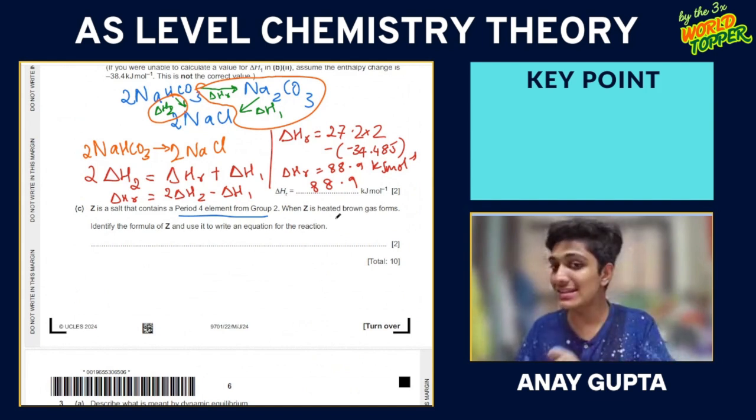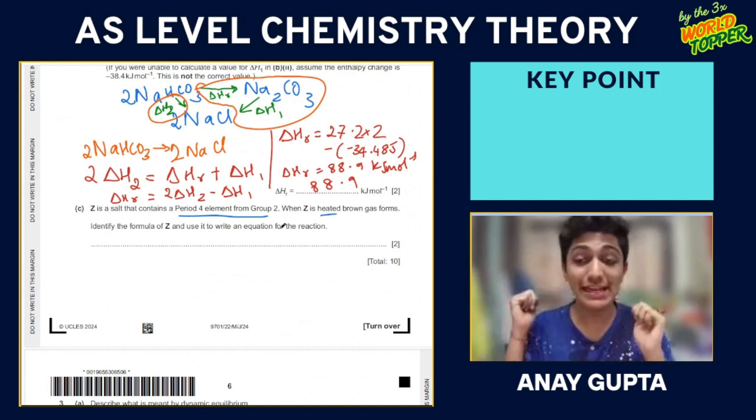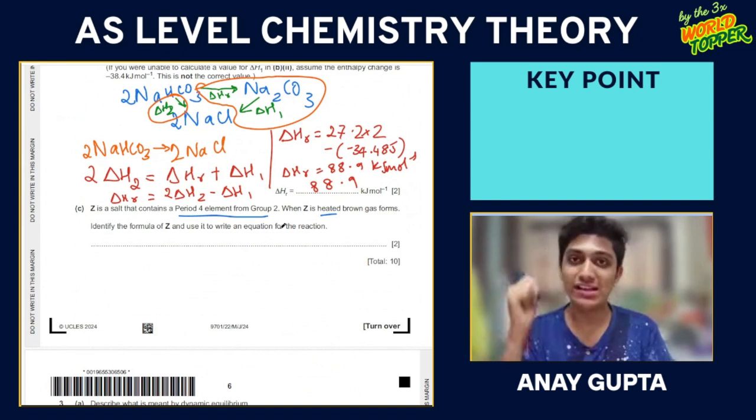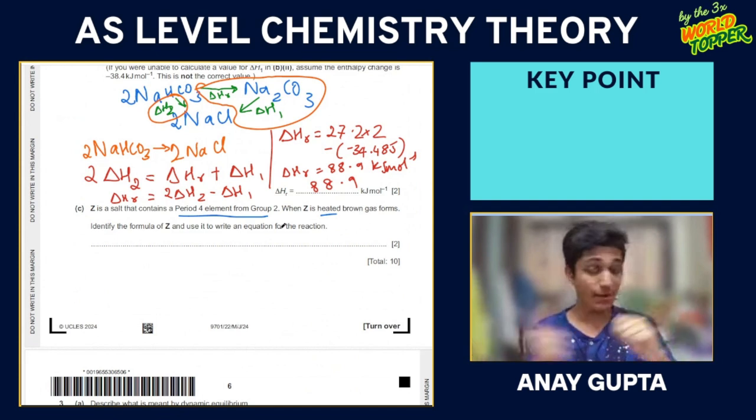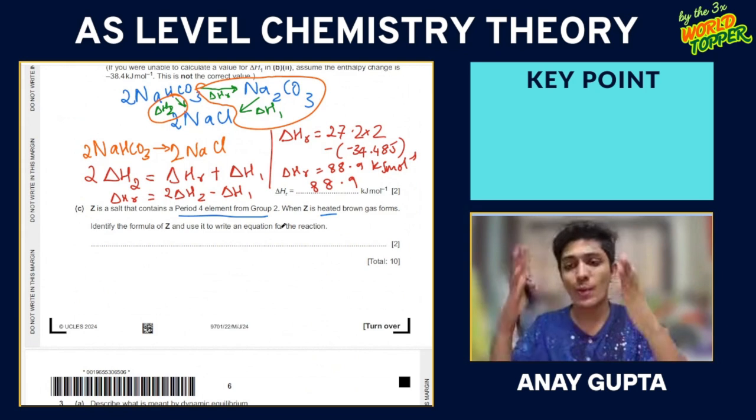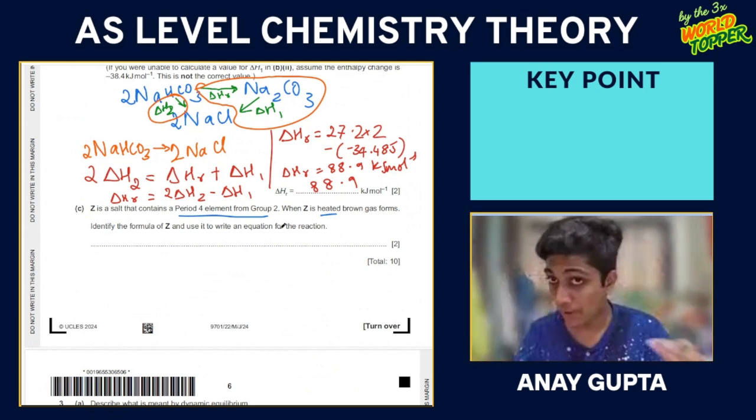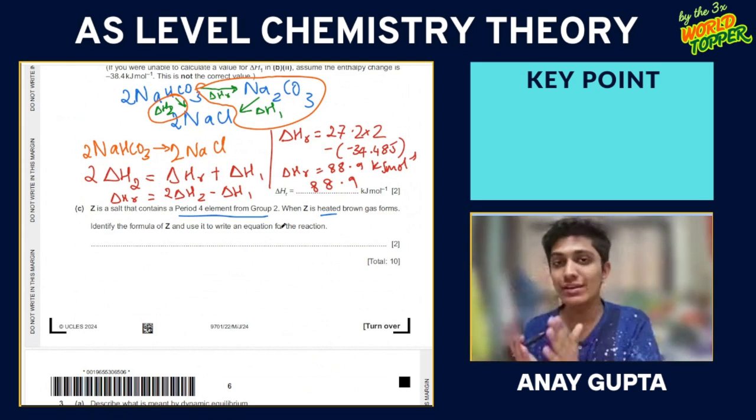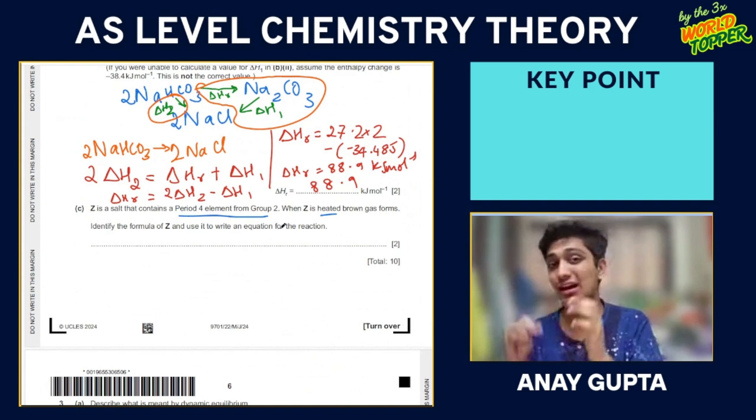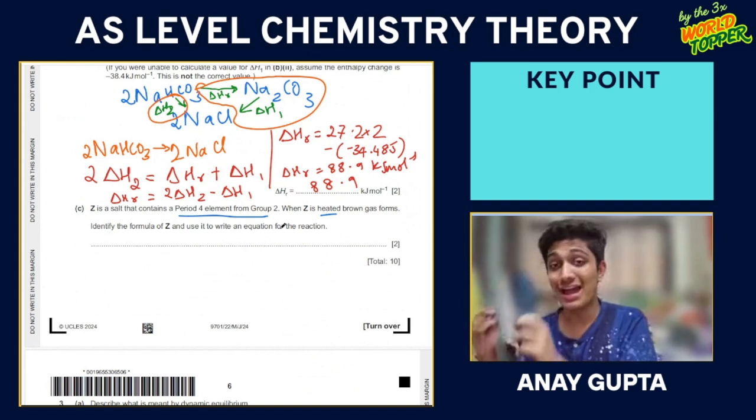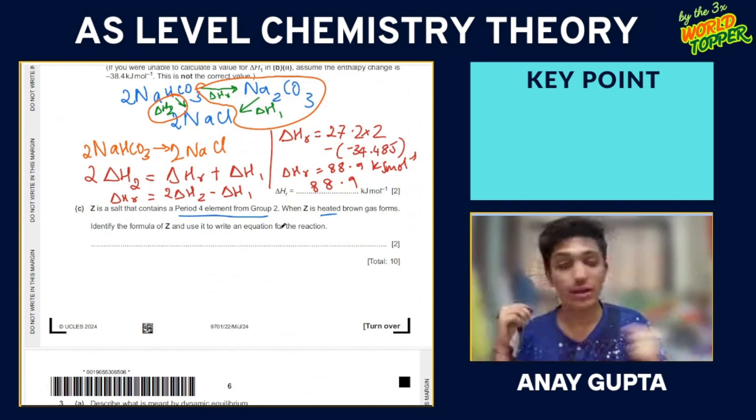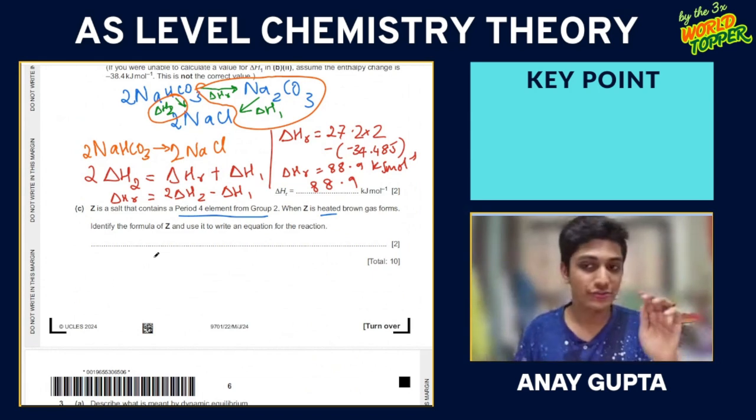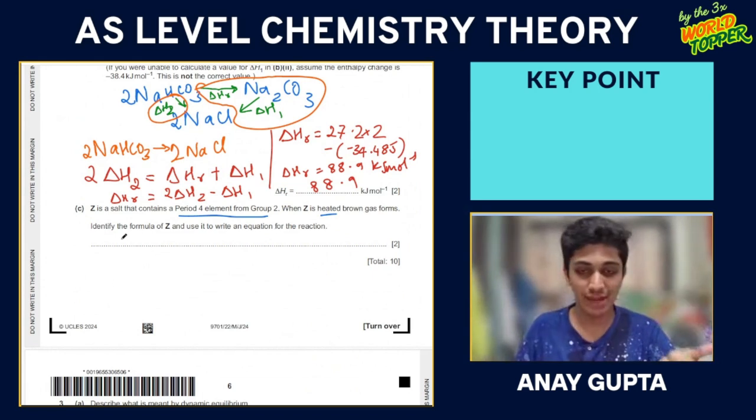Okay, so when Z is heated, that means there's a thermal decomposition reaction. Brown gas forms. Now we know that calcium can form calcium hydroxide, calcium carbonate, or calcium nitrate, which will decompose thermally in the scope of your AS level syllabus. The brown gas forming indicates that nitrogen dioxide is a product. That means the only possible anion here is nitrate. So we have identified Z, that is calcium nitrate.